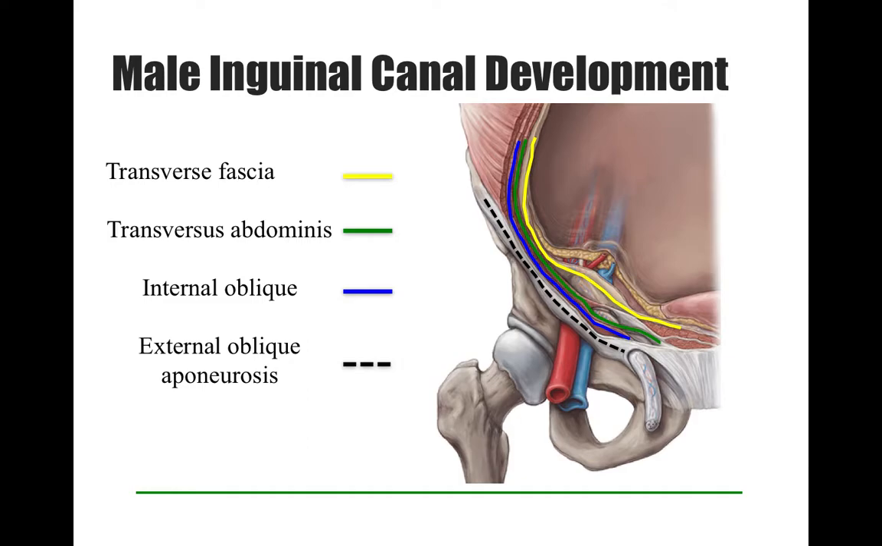But when we look at the layers that you have to penetrate through when you're actually traversing the inguinal canal in the male, you go through the transversalis fascia. You also go through the transversus abdominis muscle, internal oblique muscle right here, and then through the external oblique aponeurosis. So you're traversing through all of these different layers to get out to the exit or superficial ring right here, and then head down to the testicles themselves.